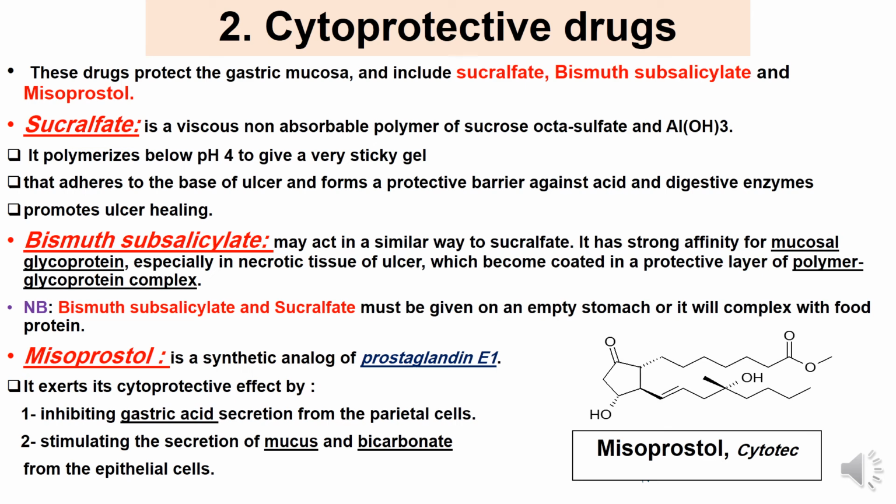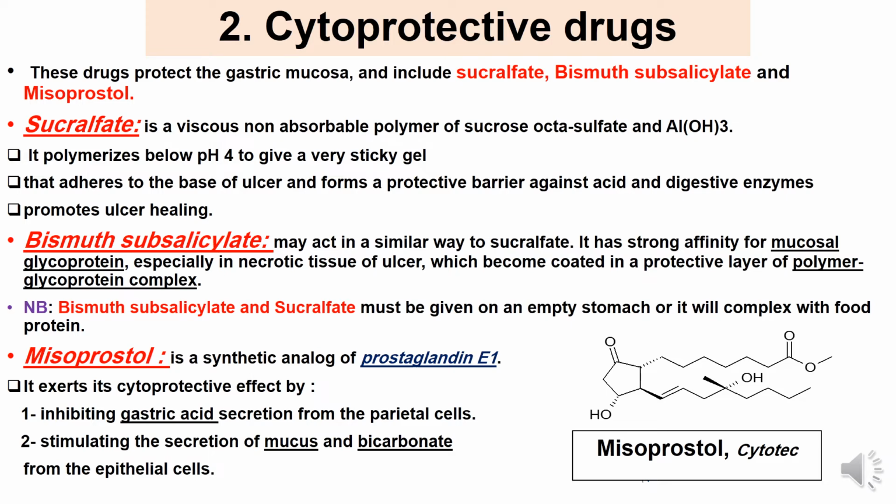We have finished the acid suppressing agents, and now we will talk about the cytoprotective drugs. Cytoprotective drugs are drugs that are used to protect the gastric mucosa, like sucralfate, bismuth subsalicylate, and misoprostol. First, we will talk about sucralfate as a cytoprotective drug. It is a viscous non-absorbable polymer. It is a polymer of sucrose octasulfate and aluminum hydroxide.